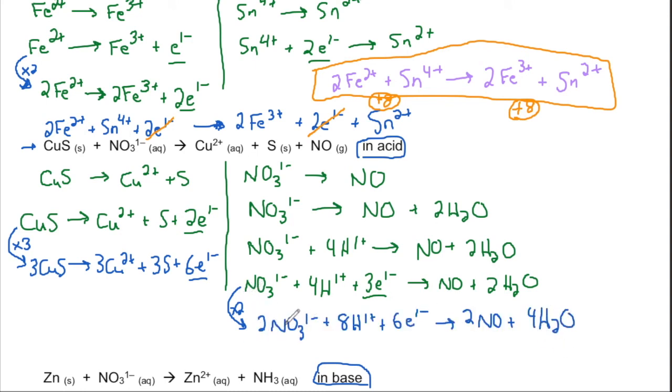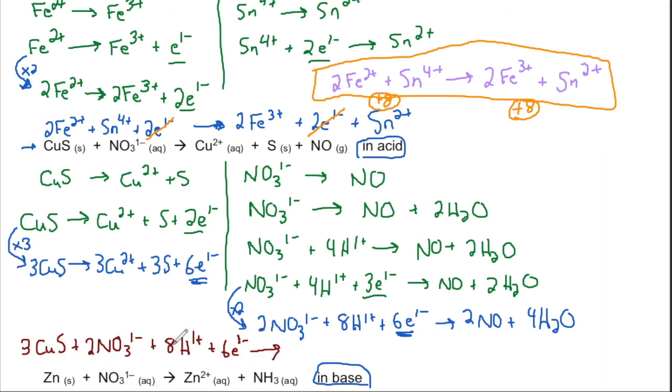And this one we've doubled, so 2 nitrates, 8 hydrogen ions, 6 electrons, so now we have a match, 2 nitric oxide, and 4 water. So now step 7, we can add the reactions together and then simplify what appears on both sides. So we're going to add the 3 copper 2 sulfide. That's the only thing on the left here. These things are also on the left here, so we'll put those on the left.